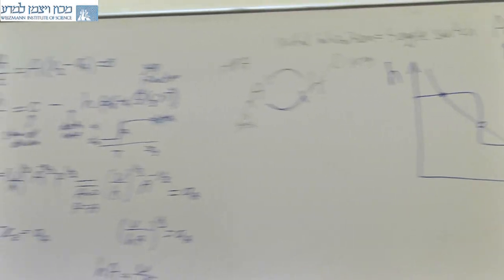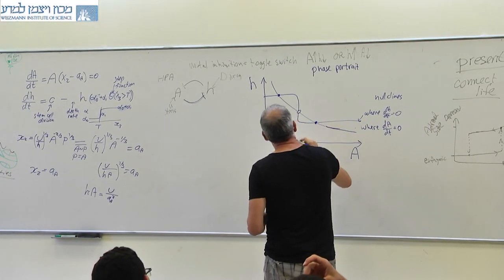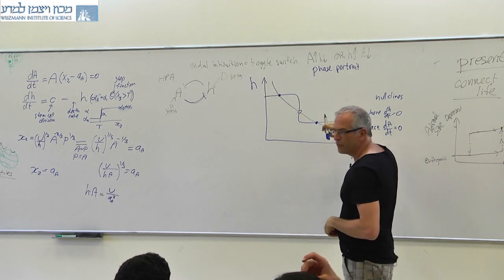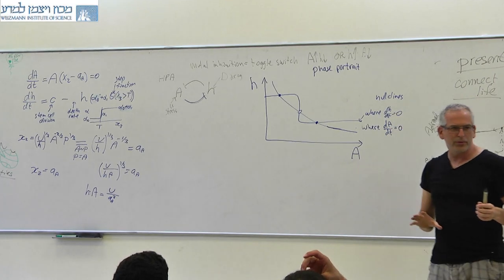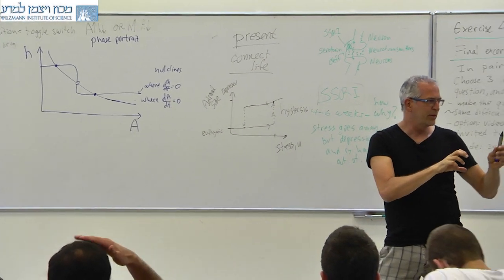So in this situation that I drew here, these two lines cross at three different points. And there's three possible positions where the system reaches a steady state.